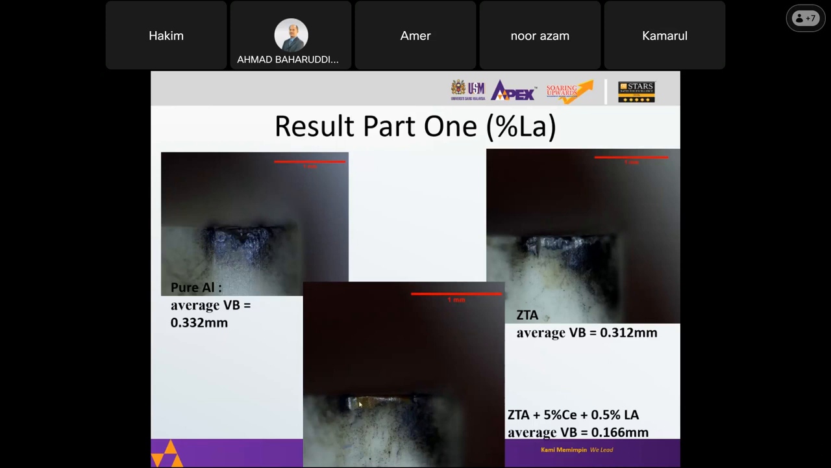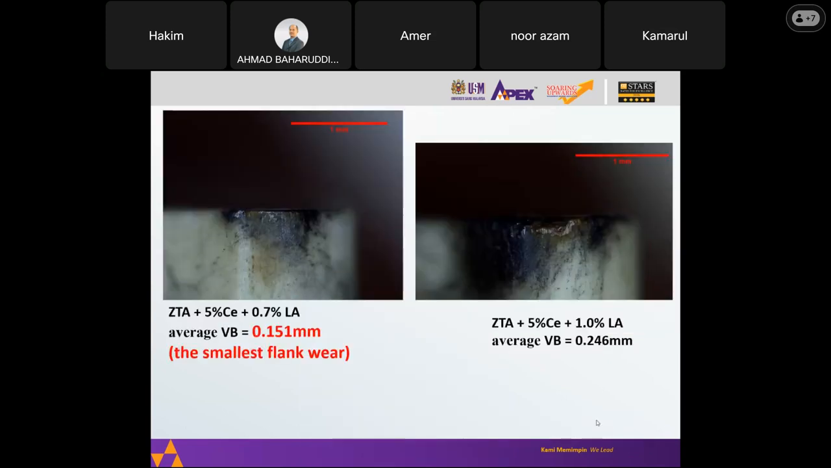So take five measurements, divide, so I get 0.16. For this one, 0.5, this 0.7. Okay, this is the contact area of the insert with the workpiece, 0.151, so it's the smallest one. Further increasing the lanthanum oxide will deteriorate the composition of this ZTA 5% cerium. Above 0.7, maybe at 0 point something. So what I tested is 1.0. The average increased to 0.249 mm.